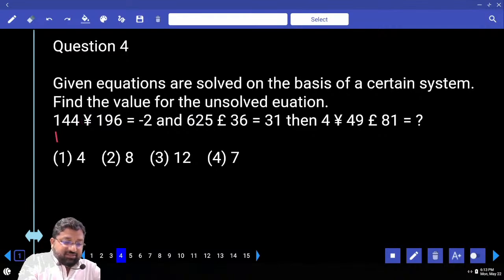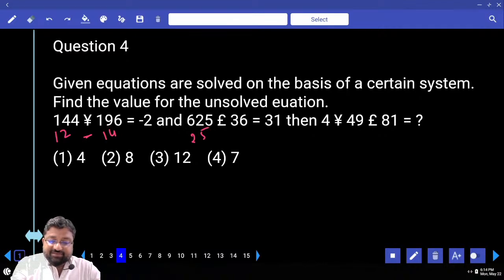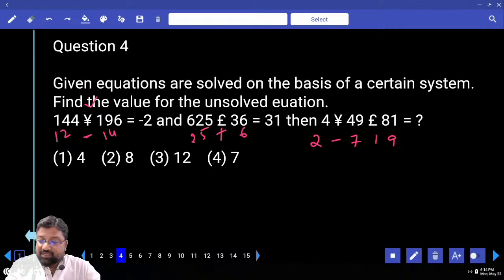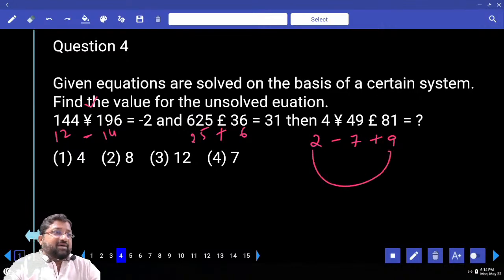How much is this? 12. How much is this? 14. Can I say this is minus? How much is this? 25, 6. Can I say euro is plus? So this is 2, 7 and 9. Yen, I'll consider this as minus. Euro, I'll consider this as plus. Look here, 2 plus 9, 11. 11 minus 7, how much? 4.